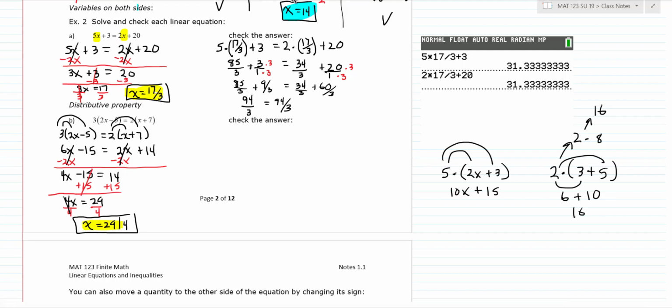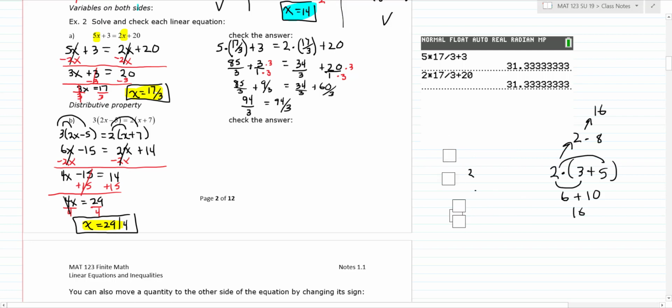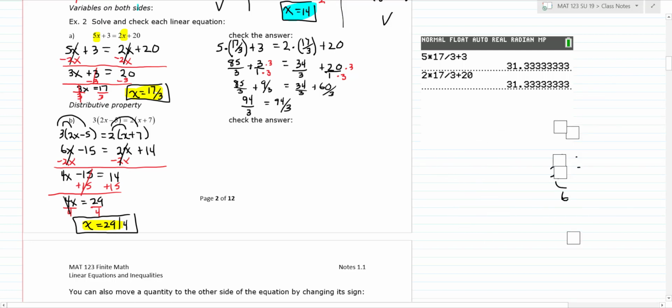Okay, now again, I'm going to check this by hand. And then I'm going to show you the calculator also. Right? You should know how to do both. So what I'm going to do on this one is I'm going to go 3 times 2 times the answer. The answer is 29 over 4. And then minus 5. That's the left-hand side. The right-hand side, we have 2 times the answer, 29 over 4 plus 7.